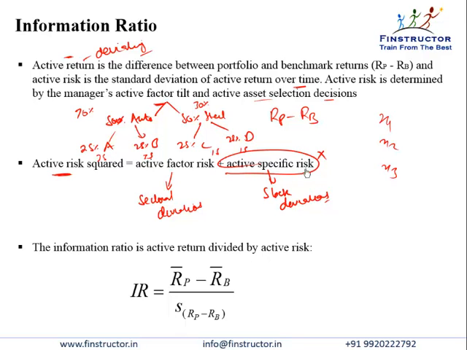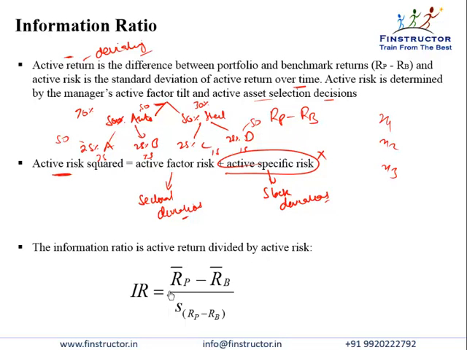Active specific risk purely would be when I keep the same 50-50 proportion in auto and steel. However, instead of 25-25, I put the entire 50 in stock A and I put the entire 50 in steel company D. So now there is no factor risk per se. Our sectoral deviation is not much, but our stock specific deviation is a lot more. So active risk squared is equal to active factor risk plus active specific risk. We'll do a few examples and understand them better.